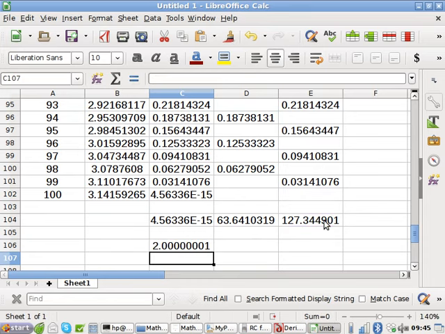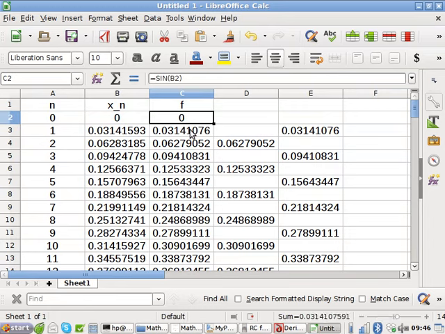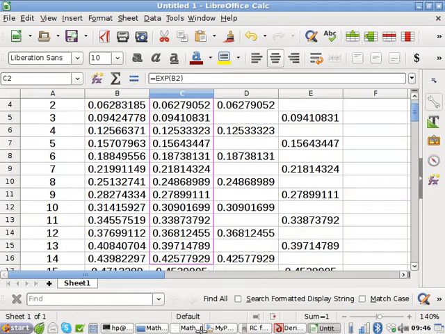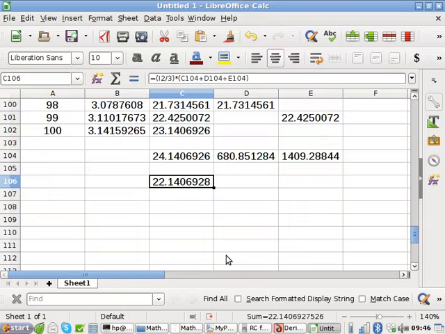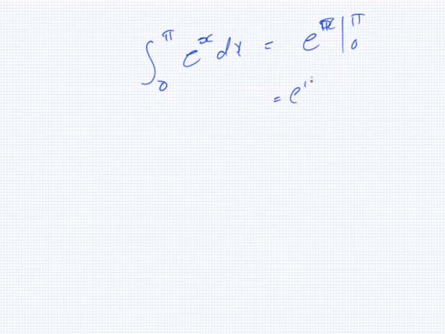Nice. Practically 2. So again, Simpson's rule gives us a very close answer. But what's nice now that I have my spreadsheet is that I could change my function. For example, I could do 0 to pi of e to the x. If I just change my function here, instead of sine, have a different function like exponential, and copy it down, now I get a different answer, because now I'm integrating e to the x from 0 to pi, which is e to the x from 0 to pi, so that's e^pi minus e^0.